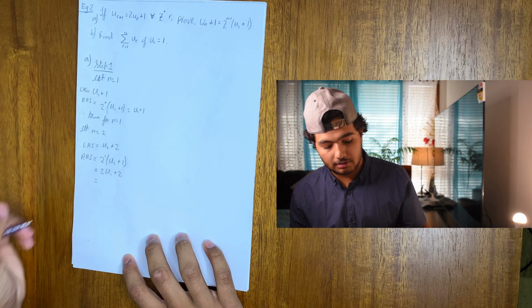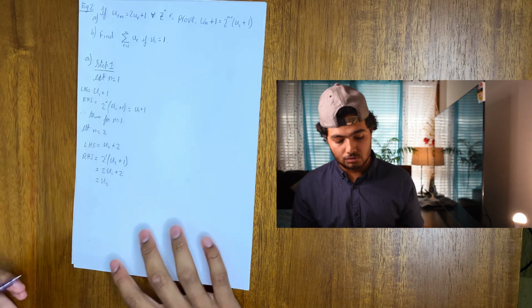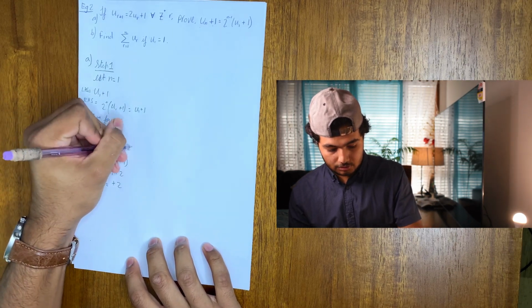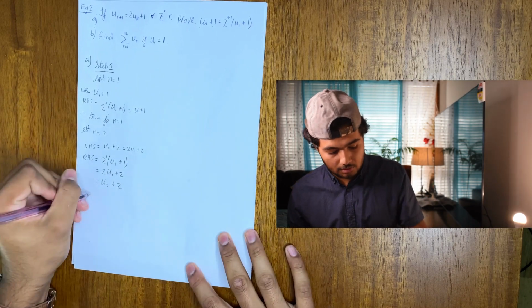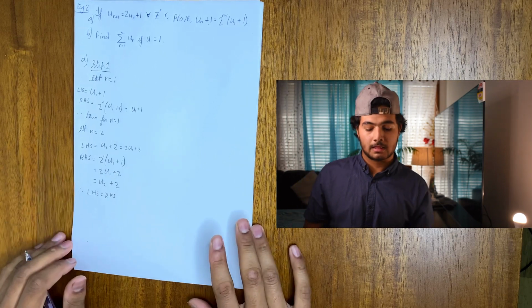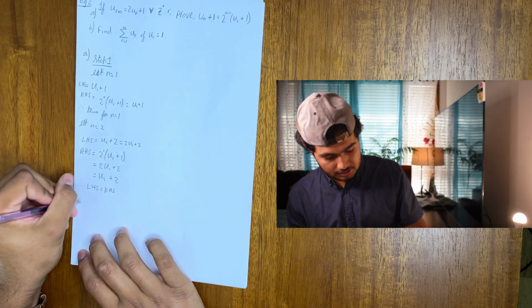This we can also write as u to the 2 plus 2. So we can rewrite this as 2u to the 1 plus 2. Therefore, LHS equals RHS. That is how you do step 1. Now we go on to step 2.